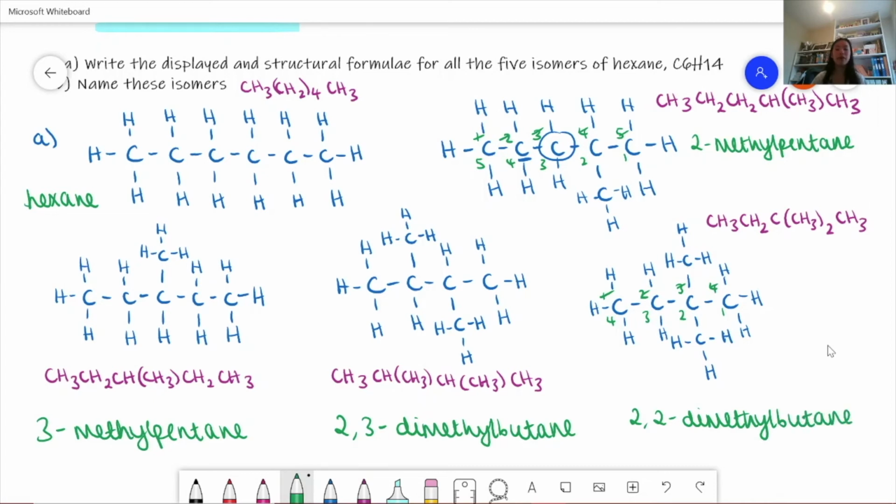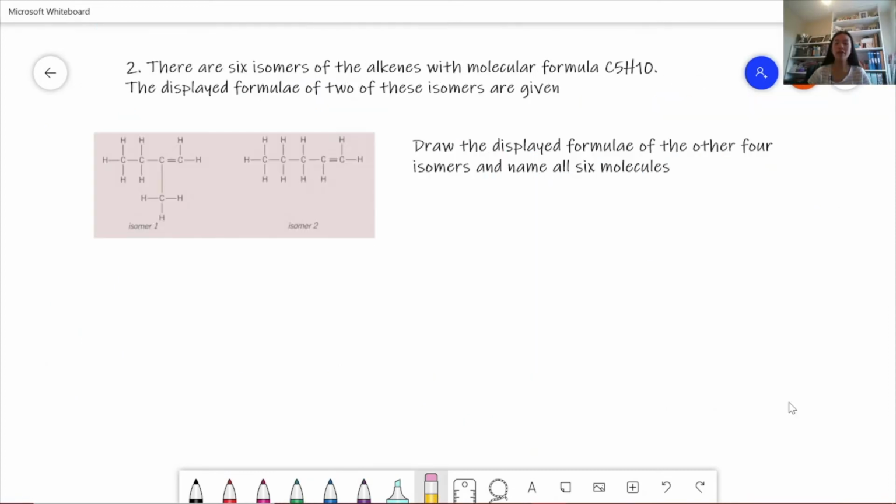You have to remember that if we have 2 methyls on the same carbon, you have to state the number twice, 1 for each of the methyls. So before I move on to the second question, feel free to click off the video and try it for yourself first. So there are 6 isomers of the alkenes with molecular formula C5H10, and the displayed formulae of 2 of these isomers are given. Draw the displayed formulae of the other 4 isomers and name all 6 molecules.